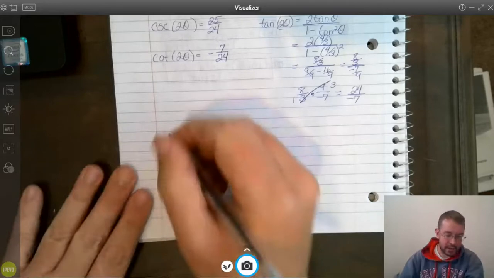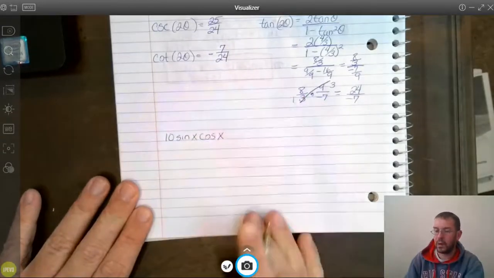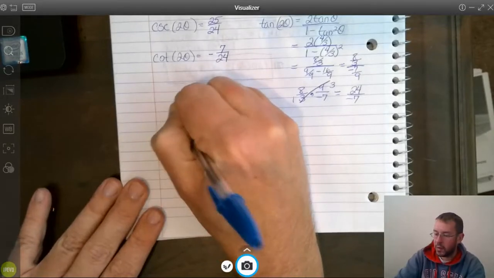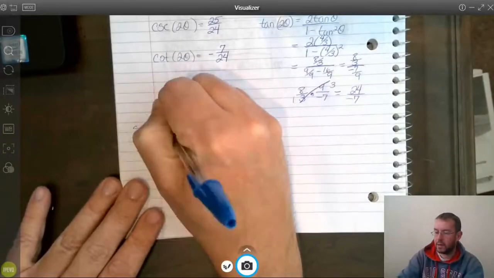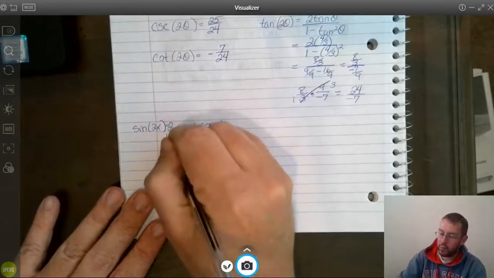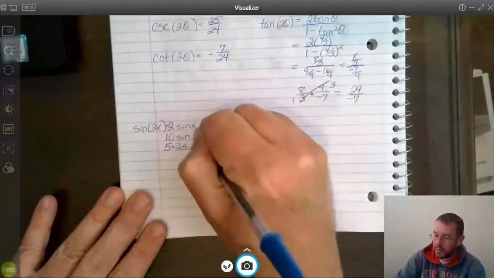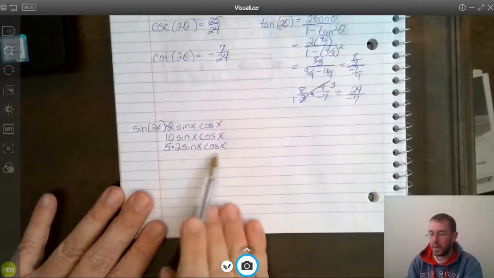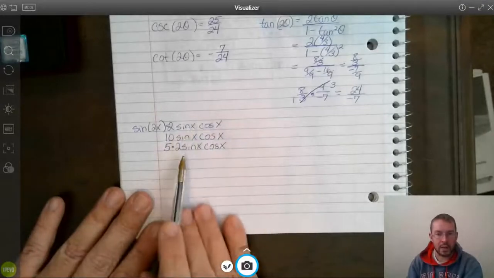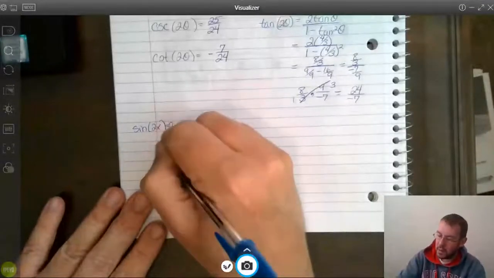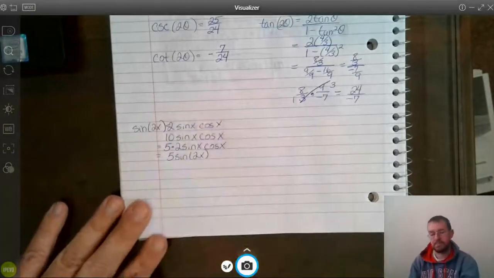So let's say, for instance, we have 10 times sine x cosine x. Notice that this looks similar to 2 sine x cosine x, which we know is equal to the sine of 2x. So if I break apart this 10 and change it to 5 times 2, then I still have my sine x cosine x. Now I have this 2 sine x cosine x, which is just sine of 2x. When these two things are equal, they're replaceable. So I'm allowed to replace 2 sine x cosine x with sine of 2x. So this would simply equal 5 times the sine of 2x. And we're done.